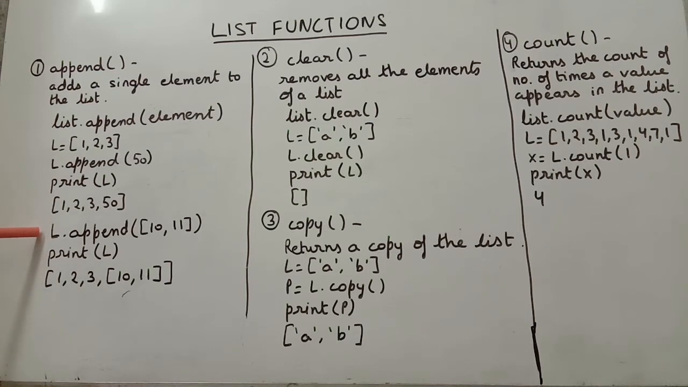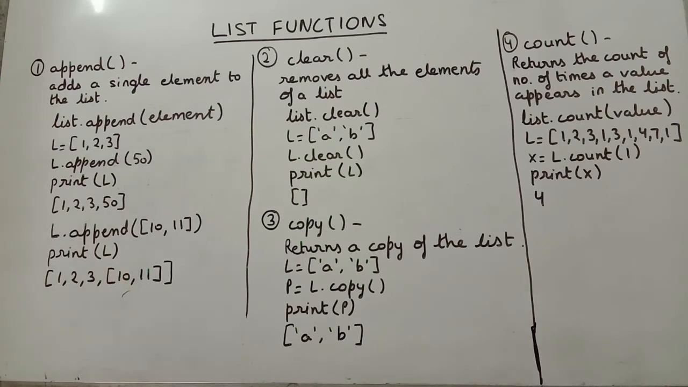Another example is L.append where I am providing a sequence to this list. When I provide a sequence and display the result, it is 1, 2, 3, and the entire sequence will be added as a single element to the end of the list.